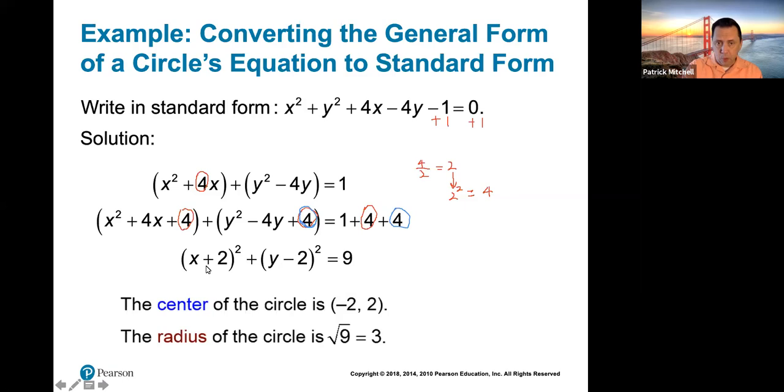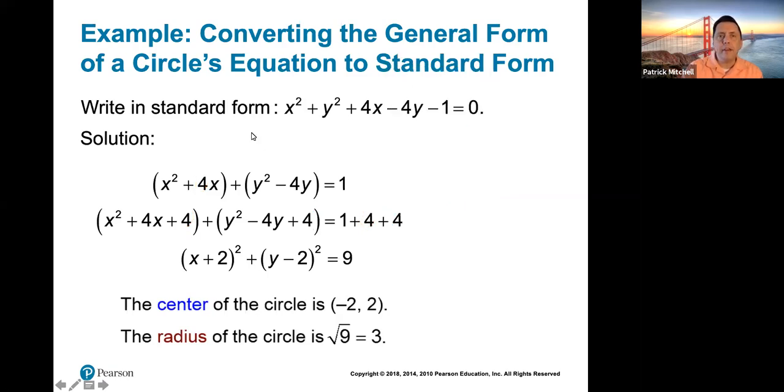But I'll go ahead and point out that the center of this circle is (negative 2, 2), as you heard in part 1 of the video. And the radius of this circle, remember this is r squared. If r squared is 9, that means r is 3.